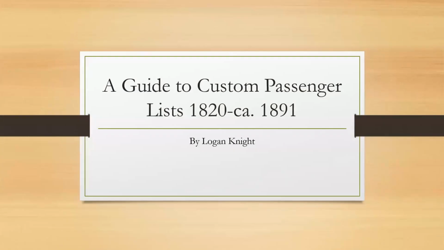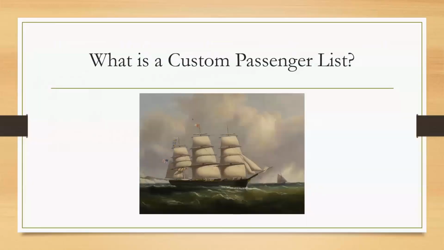A Guide to Custom Passenger Lists, 1820 to about 1891, and we'll get into why it's about 1891 later on. What is a custom passenger list? Well, a custom passenger list is a list of passengers submitted to the collector of customs at the port of entry in response to federal legislation passed on March 2nd, 1819.